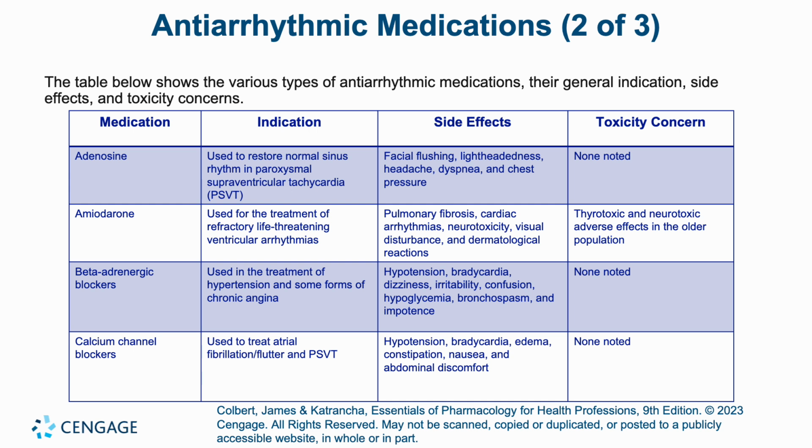The side effects are facial flushing, lightheadedness, headache, dyspnea, and chest pressure. Toxicity concern, none noted. The next medication is amiodarone. It's used for the treatment of refractory, life-threatening ventricular arrhythmias. Side effects are pulmonary fibrosis, cardiac arrhythmias, neurotoxicity, visual disturbance, and dermatological reactions.